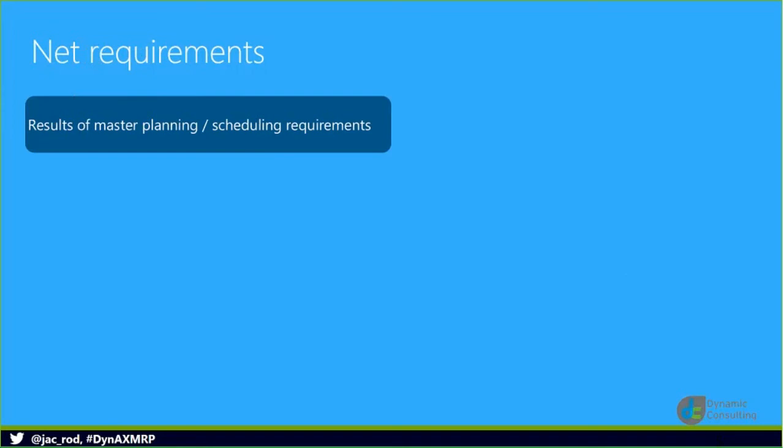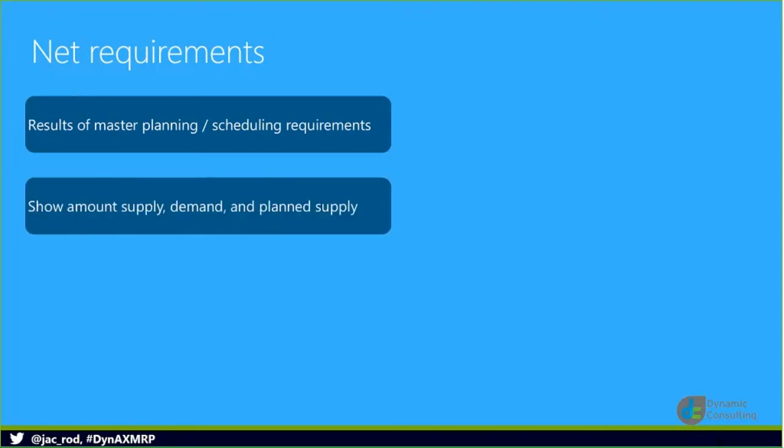So just briefly about net requirements. Like I said, they're the results of master planning and scheduling requirements. The form itself, the net requirements form, which we're going to show here in a second, shows the amount of supply, demand, and planned supply that you're going to see. And it's a very easy way to identify what's going on, what your inventory is going to look like right now, and what it's going to look like in the future.